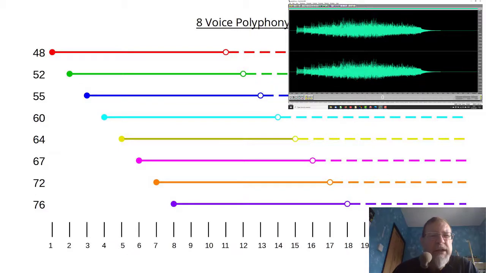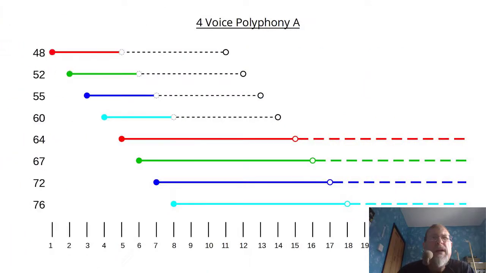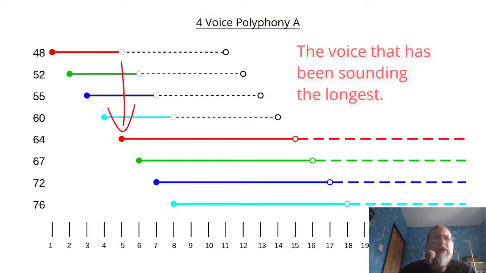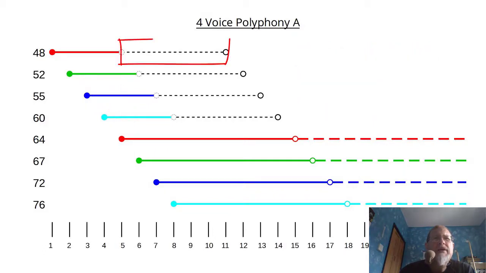So now let us consider the situation where we play the same notes and we've only got 4 voices. And here we are. So it plays the first 4 notes fine, but when it gets to the 5th note here, it's run out of voices, so it steals the voice from note 48, the red voice, and you can see here the black dashed line, the key is still pressed, the player is still expecting the note to sound, but it's gone, it's been used here.